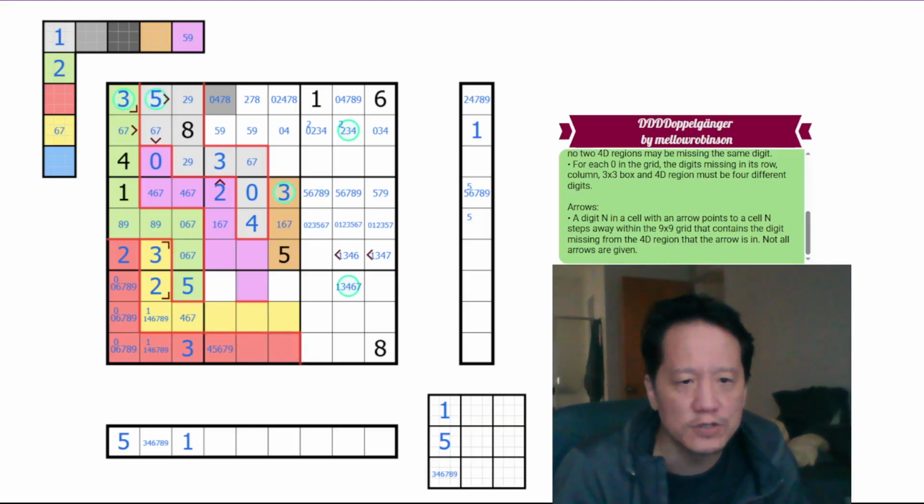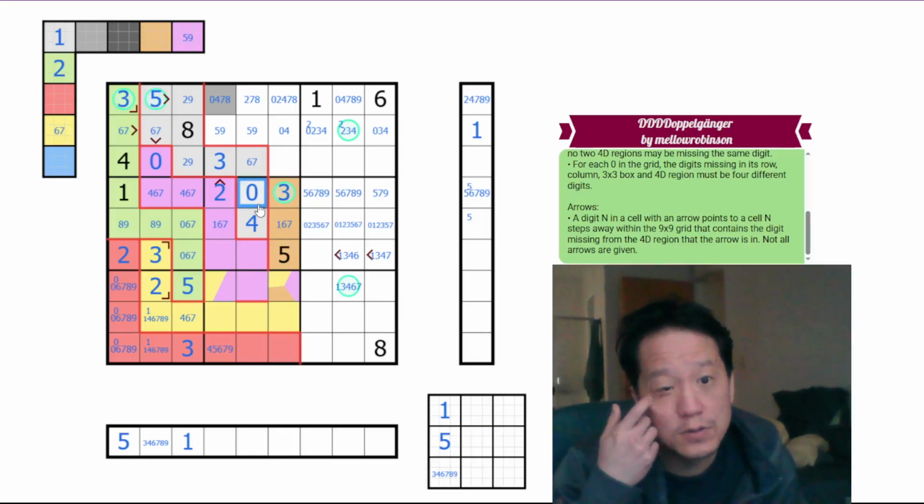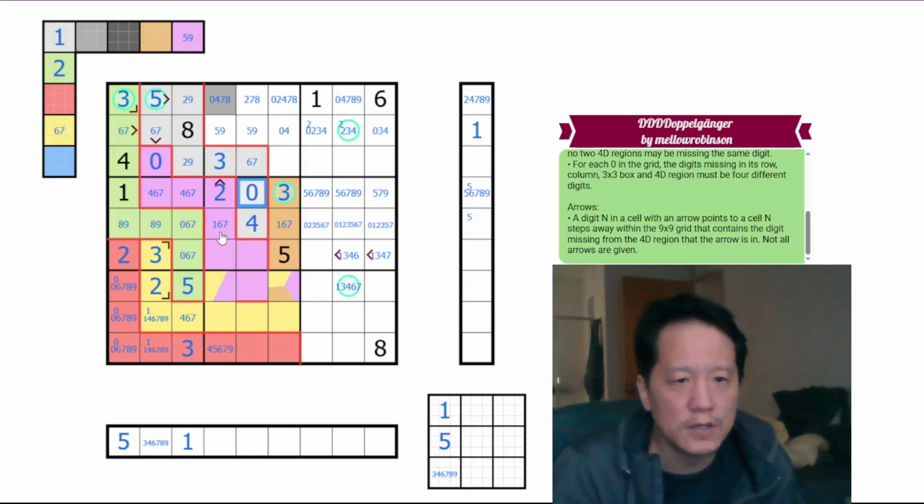This is a different region. This could be yellow or pink, we're not sure. Pink could also go to here. This could be yellow or orange also. We know this is a different region here. We have 1, 2, 3, 4. So we're missing a 5 or 9 in pink.